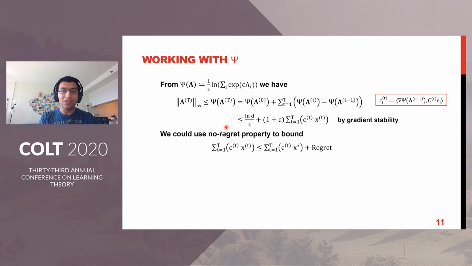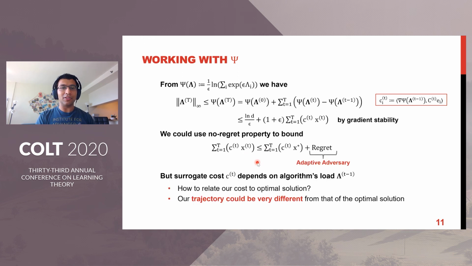Now I could use the no-regret property to bound this summation over CTXT and compare it to the benchmark, the optimal solution, CTX star plus regret. There are some main challenges, however. The first challenge is that this regret needs to be against an adaptive adversary, simply because this cost CT depends on my current load. CT is defined as the gradient at time step t minus 1. Because these costs depend on how your algorithm is evolving, the regret bound has to be against an adaptive adversary, which is not so bad because we know all these regret bounds even against adaptive adversaries.